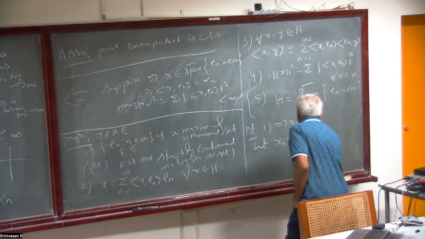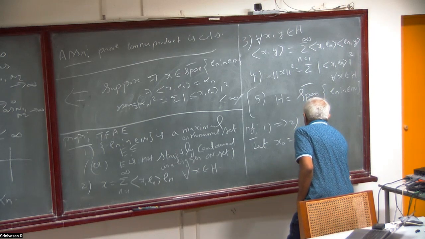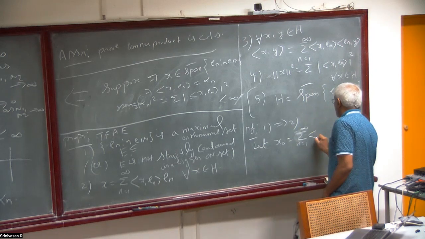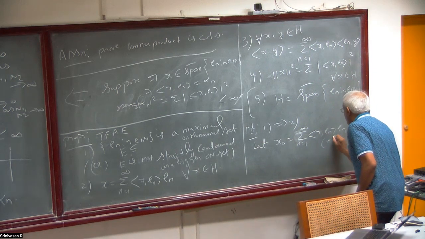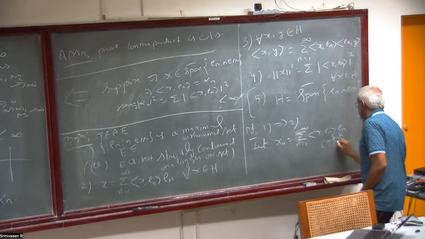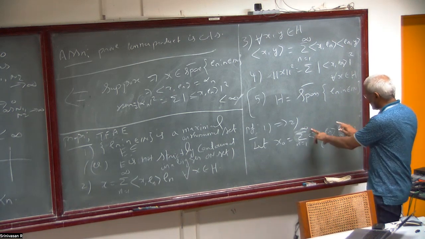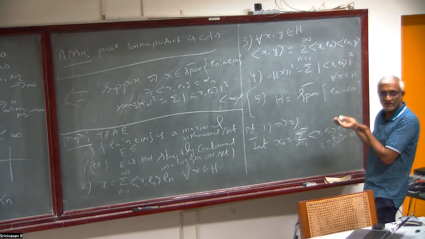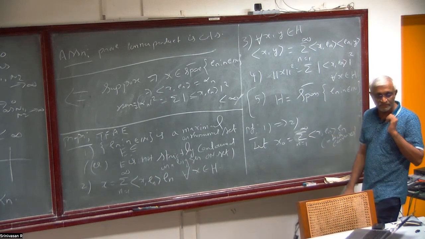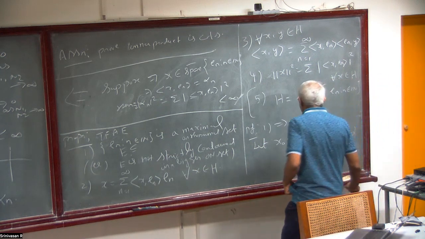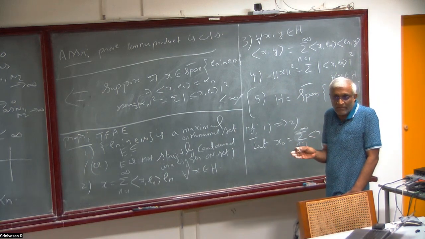x naught equal to the summation from n equal to 1 to infinity of x, En En, which converges by the previous proposition, or rather what we have proved earlier. We have proved that the summation of mod square of this is finite, and by the previous proposition, this converges. Now the claim is this x naught is nothing but x. That's what we want to say.